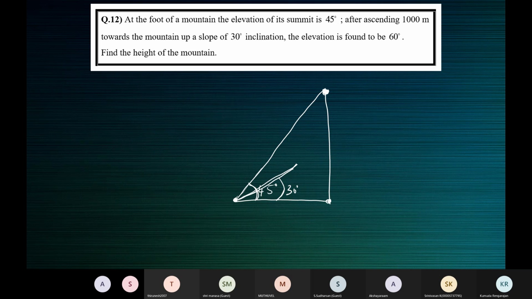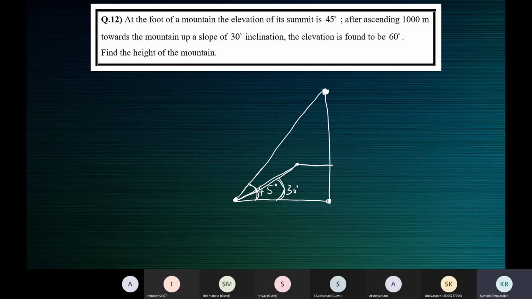All right. So from the foot of the mountain, you raise your head and see the top of the mountain. Elevation is 45 degrees. Now we're climbing up the mountain. The slope is inclined to the ground at an angle of 30 degrees. You're walking up the slope. You're tired. You stop there.